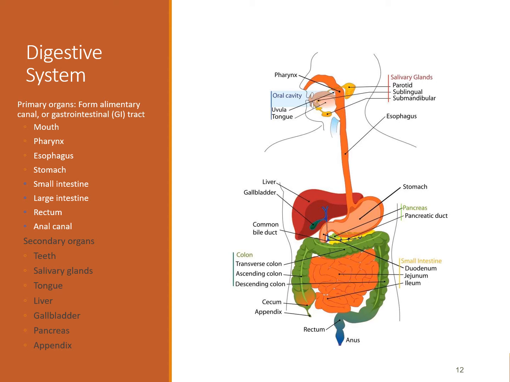The secondary organs are those that help out and aid in the digestion of food, like teeth. Teeth help to mechanically break down the food, while salivary glands secrete enzymes that help to further break down the food. The tongue allows us to push food around our mouth. The liver, the gallbladder, the pancreas all secrete different types of substances or hormones or enzymes that help with that breakdown of food so that the nutrients can be absorbed and used in our bodies.